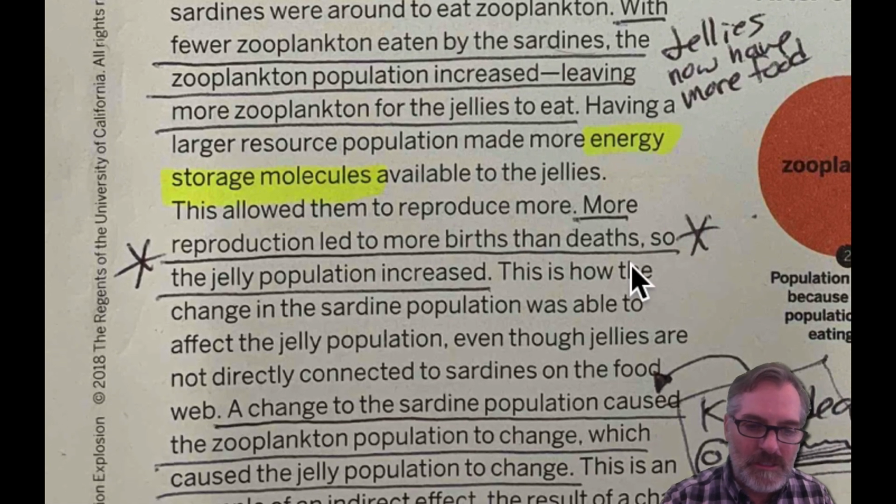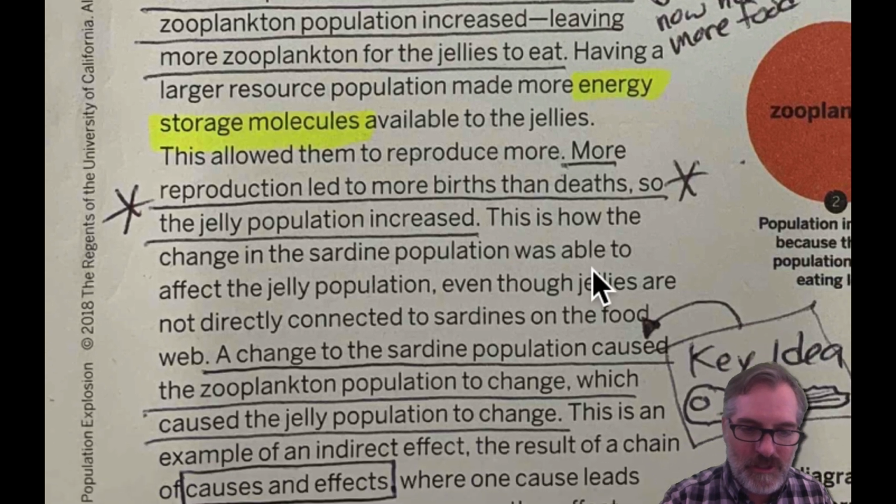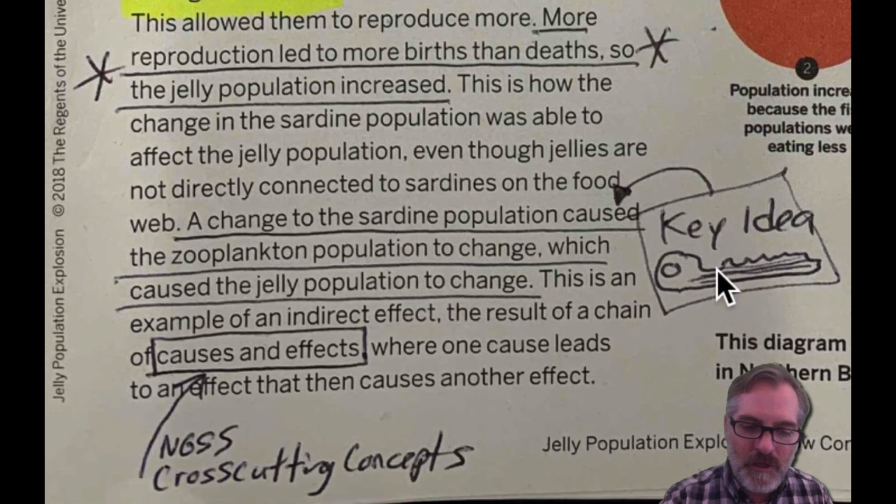Now, put a star right here. So let's take a look at what this is here. More reproduction led to more births than deaths, so the jelly population increased. Now, I drew a little key here. I know you might not be able to draw a key as amazing as I did. It's a pretty phenomenal sketch of a key.